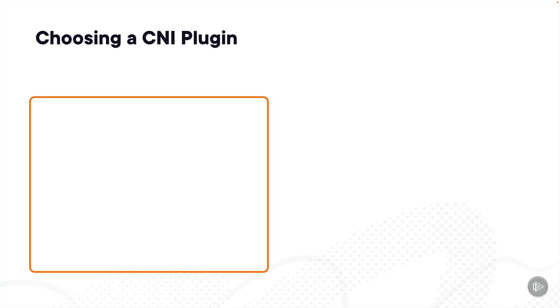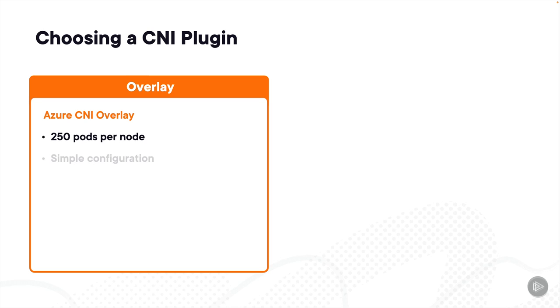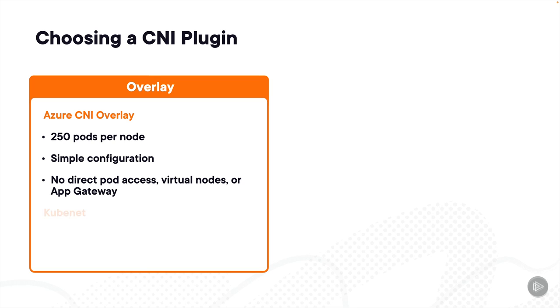For your overlay networks, you can choose Azure CNI Overlay, which supports up to 250 pods per node with a simple configuration, but no direct external pod access. Some limitations of Azure CNI Overlay include that you can't use Application Gateway to route traffic to your workloads, and you can't use virtual nodes to burst capacity from AKS to Azure Container Instances. The other overlay networking option is KubeNet.